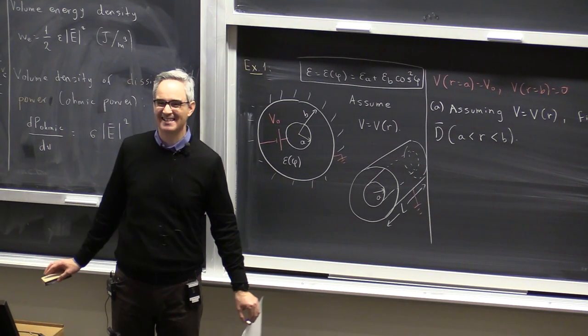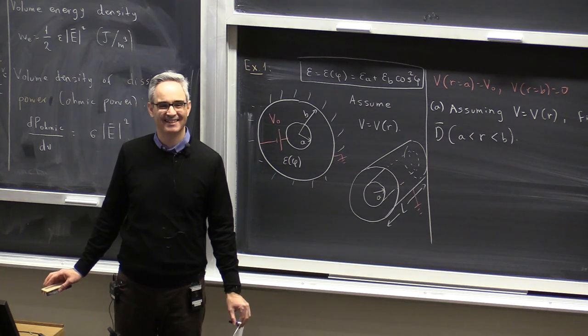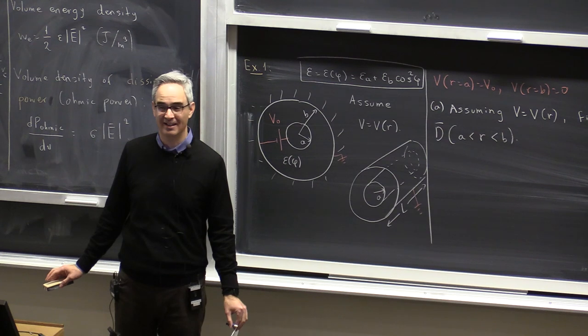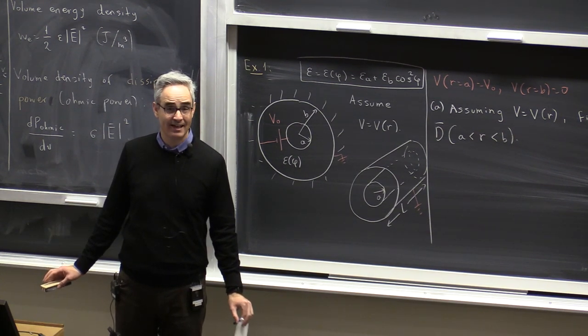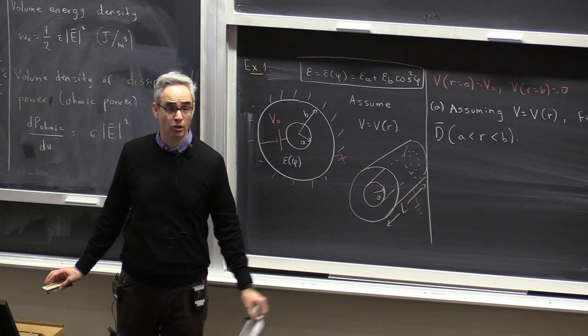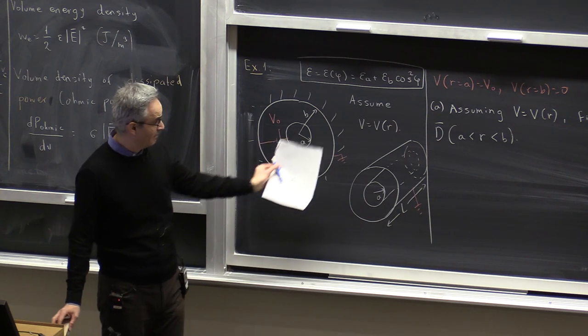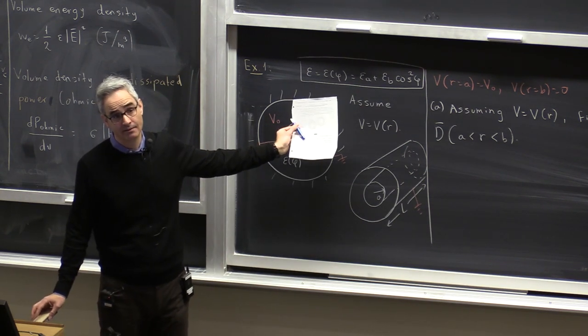How many say yes? How many say no? Okay, so we have actually a tie. But the answer here is really no, because we don't have any radial symmetry. The radial symmetry has been broken by the dielectric permittivity.